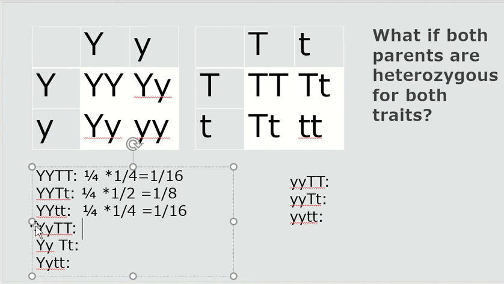What are the chances that we're heterozygous for seed pod color and homozygous tall? The seed pod color, there are 2 of them that are heterozygous, so it's 1/2. And we're going to multiply that times 1/4 for the tall, for the homozygous tall.